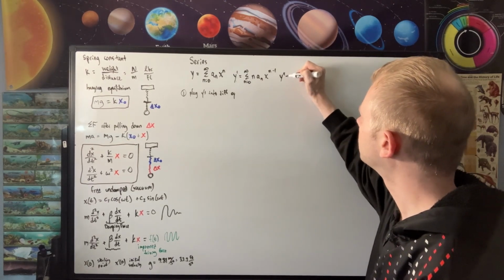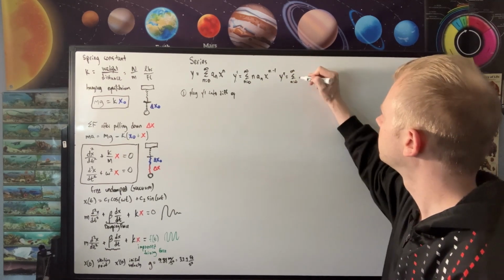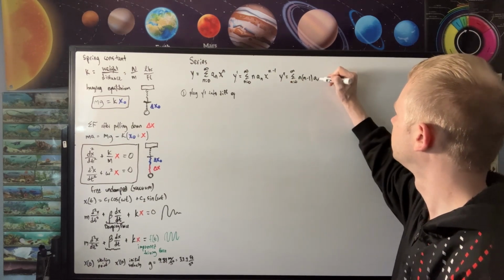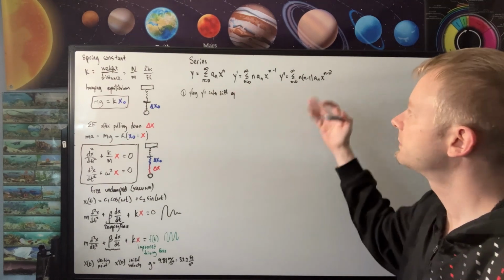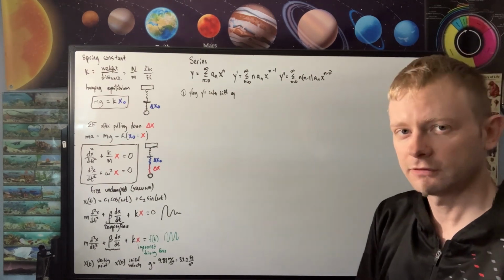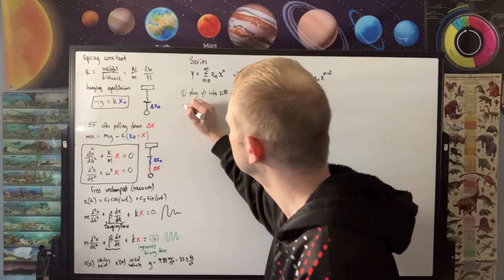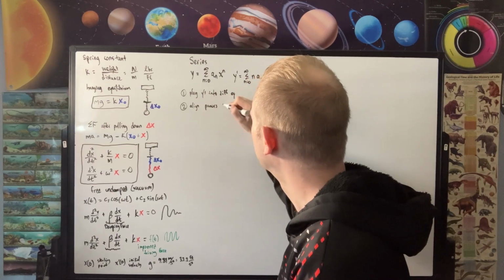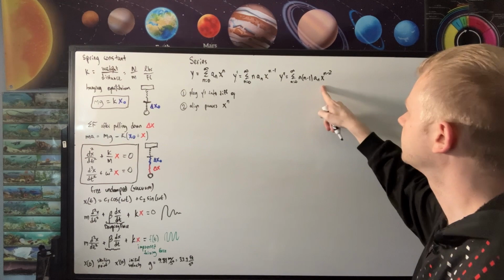For y double prime, that's going to equal, again, the sum. We're going to take n, and then we have this n minus 1. We have the a sub n, and the x to the n minus 2. So we have all three derivatives that we would be able to plug into a differential equation. Your next goal is to align the powers of x to the n. So you have x to the n, x to the n minus 1, and x to the n minus 2.